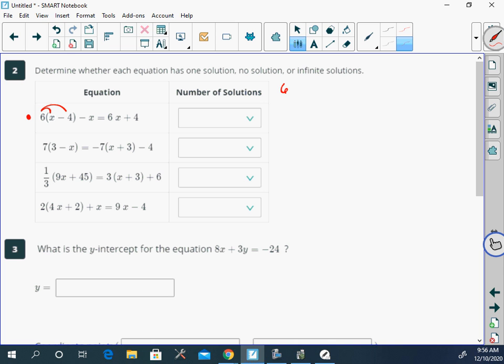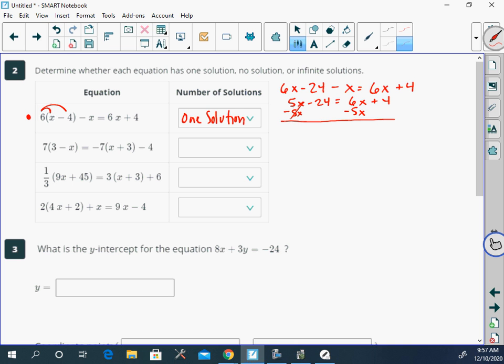So I've got 6x minus 24 minus x that's behind it here equals 6x plus 4. And then if we combine our like terms, 6x minus x would give me 5x minus 24 equals 6x plus 4. And right now I can see that my x's aren't matching up, so if I try to get my x's together, it's not going to cancel. So I'm going to end up with an answer for my x at the end. So right now I could go ahead and say one solution.